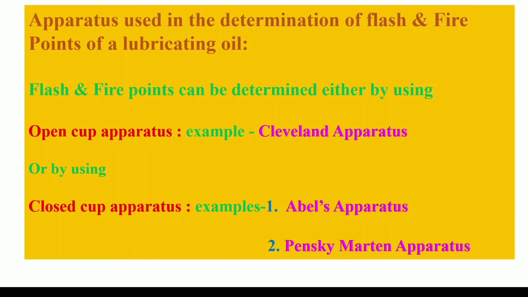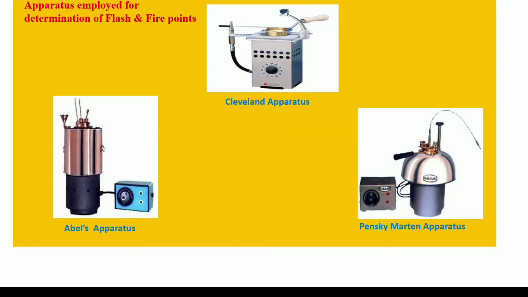The Abel's apparatus is an indirectly heating apparatus where the lubricating oil is heated using the water bath. And Pensky-Martens apparatus is a direct heating apparatus where the lubricating oil is kept directly on the electric heater. So these are the three apparatus that can be employed for the determination of flash and fire point of a given lubricating oil. Here are the images of all the three apparatus.